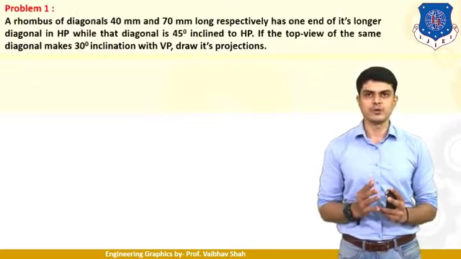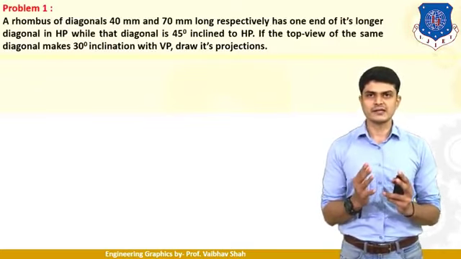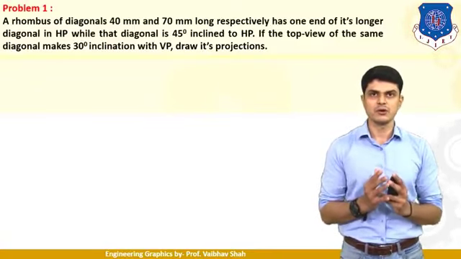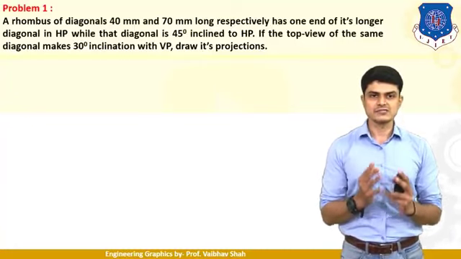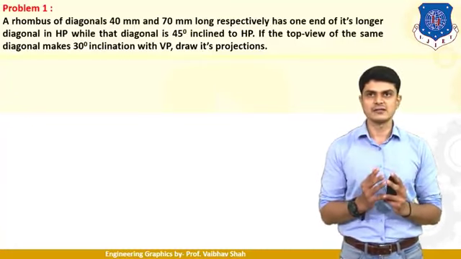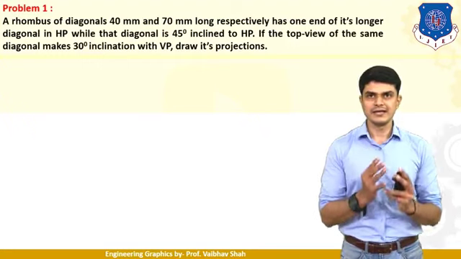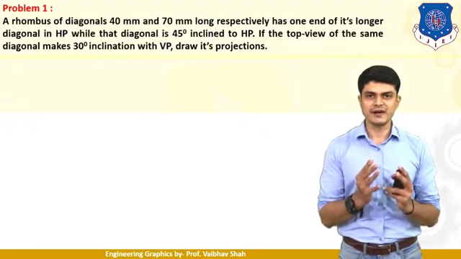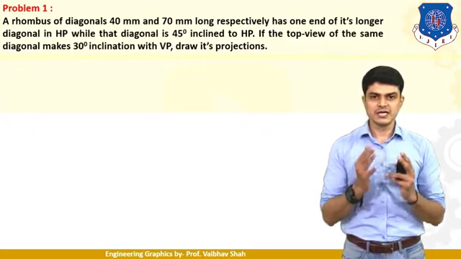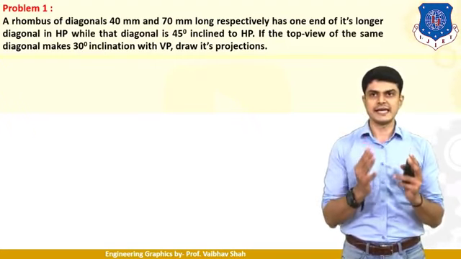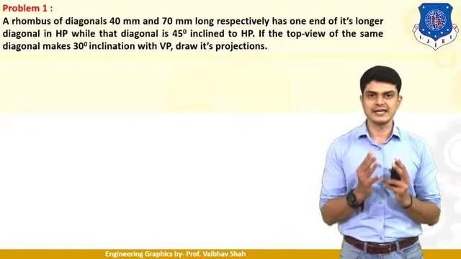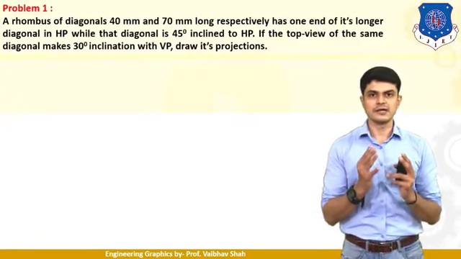Example number 1. A rhombus of diagonals 40 mm and 70 mm long respectively has one of its longer diagonals in HP. Why? The diagonal is 45° inclined to HP. If the top view of the same diagonal makes 30° inclination to VP, draw its projections.